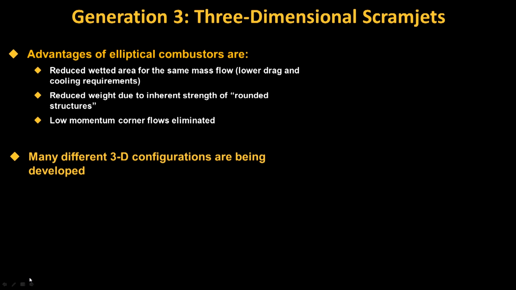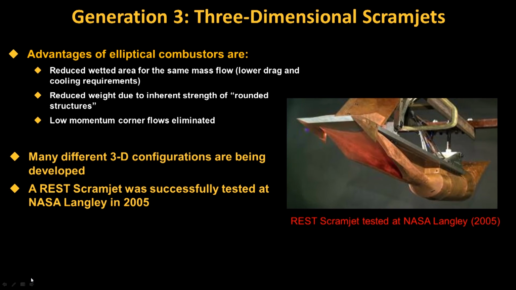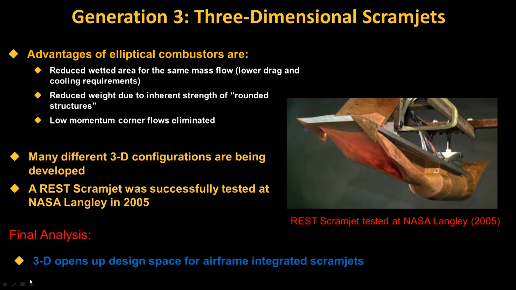Scramjet engines based on three-dimensional configurations have proliferated in recent times. As an example of this, a complete scramjet based on the REST concept was successfully tested at NASA Langley in 2005. In the final analysis, three-dimensional ideas have opened up the available design space for scramjets. This will hopefully lead to better engines with improved performance.